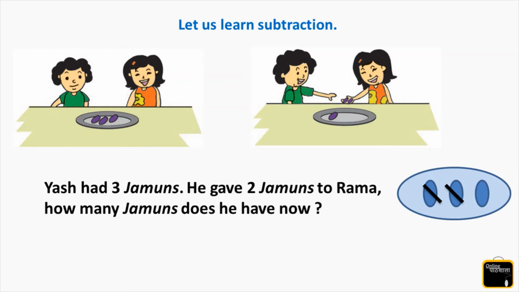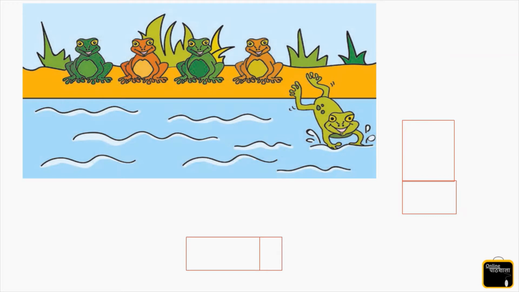Only 1. And this equation we are going to write in the form of numbers. That is 3 minus 2 is equal to, yes, how many left? Only 1. It means 3 minus 2 is equal to 1.